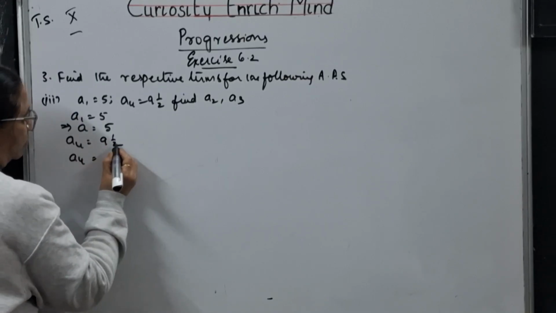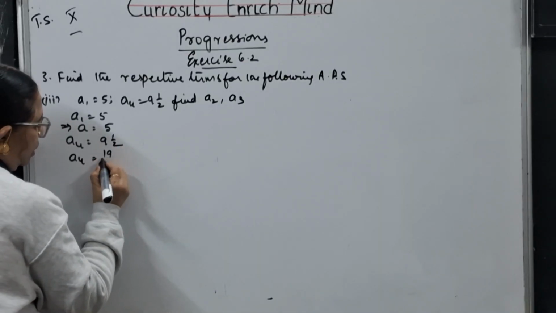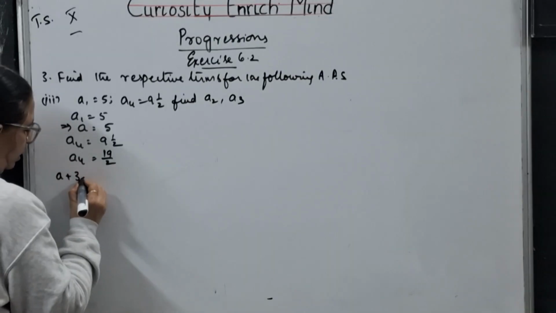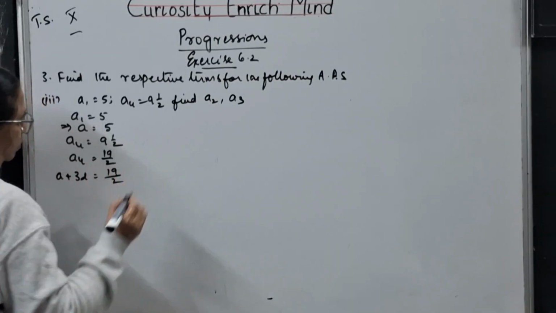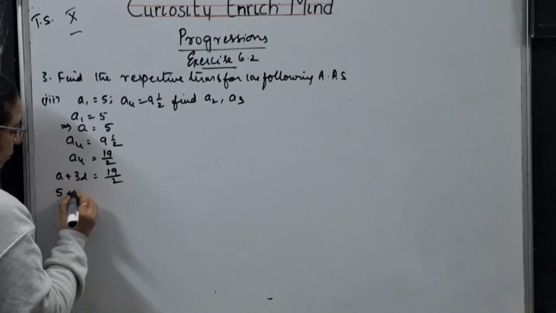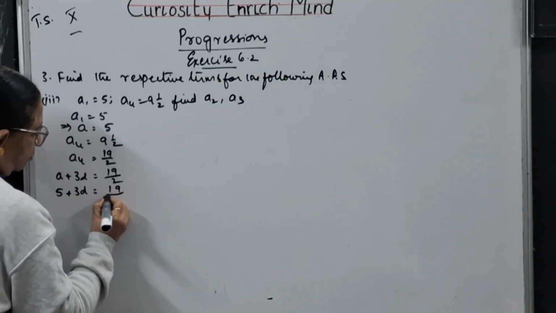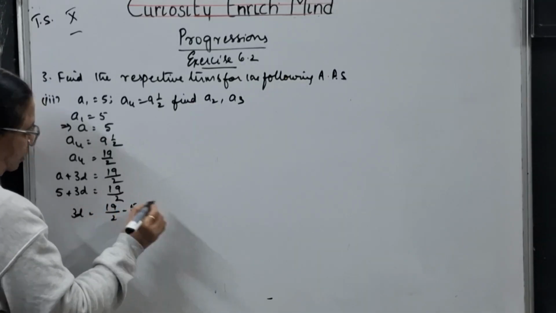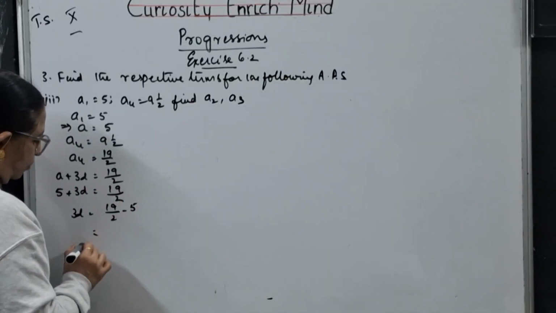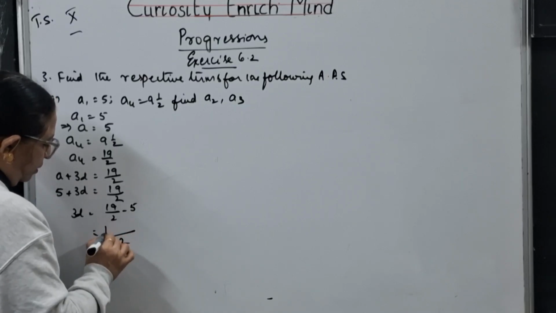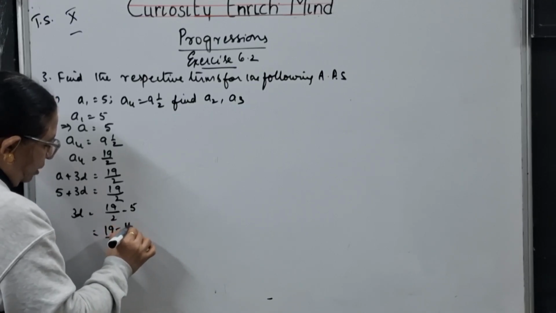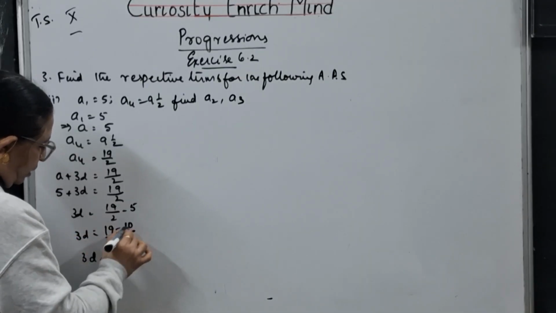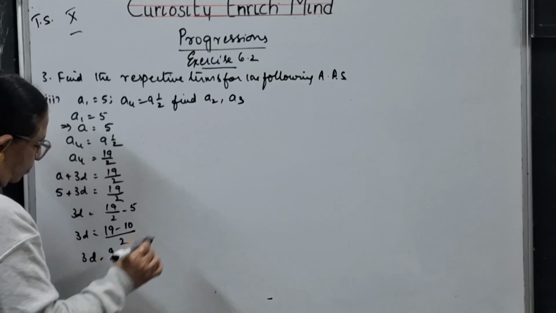That means A4 is equal to 2 nines are 18 plus 1, that is 19 by 2. What is A4? A plus 3D is equal to 19 by 2. A is 5. 5 plus 3D is 19 by 2. So what is 3D? 19 by 2 minus 5. So LCM, let me take 2, that is 19 minus 5 into 2, which is 10. So 3D is equal to 19 minus 10, which is 9 by 2.